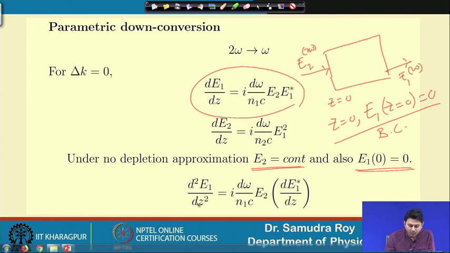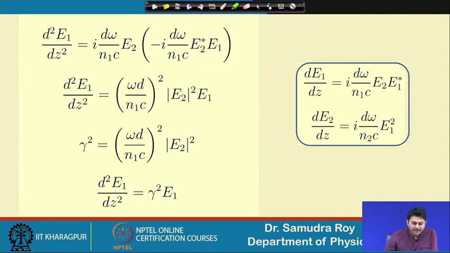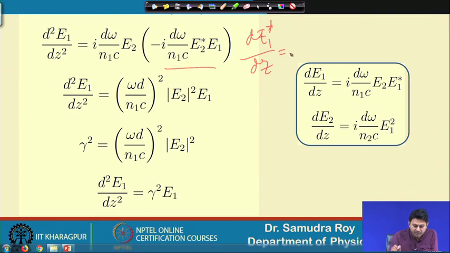We have this expression in our hand. So, what do we do? We take a second derivative to solve this equation. When we take the second derivative, one term will come as d E 1 star d z. Here E 2 is constant, so there will be no derivative of this term. Then the next thing is we replace d E 1 star d z, because d E 1 d z we already know. Its complex conjugate will be d E 1 star d z, so it will be minus i d omega divided by n 1 c, E 2 star E 1, where here should be the star and this should be E 1, because I am taking the complex conjugate of that.